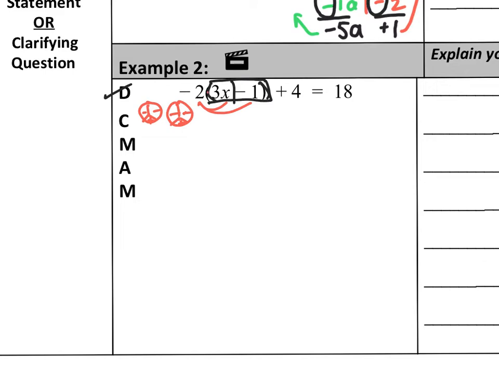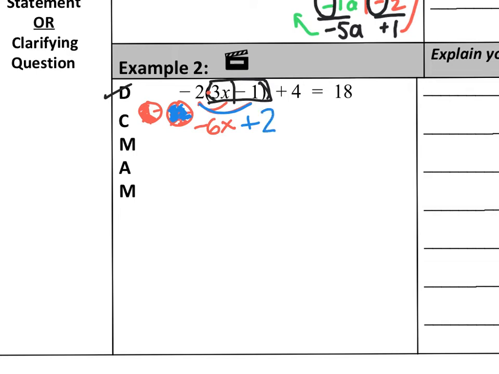So I do 2 times 3. That gives me 6. And I also have my x, so 6x. Okay? I have a negative 2 and a positive 3. So altogether, that makes it a negative 6x. Okay, let's do the other one. I'm doing a negative 2 times a negative 1. Okay? I have a negative 2 and I have a negative 1. Therefore, my answer is a positive. And if I multiply it, I get 2.